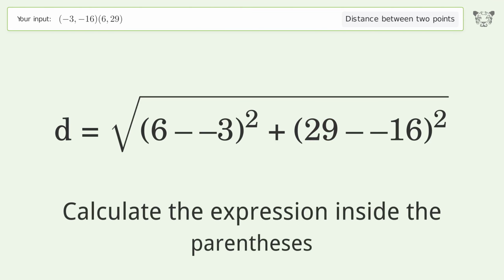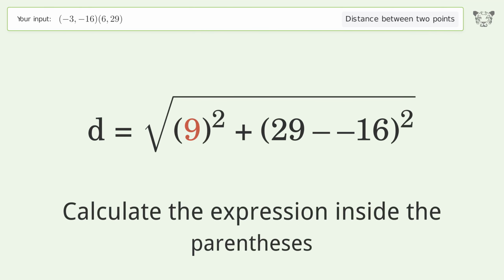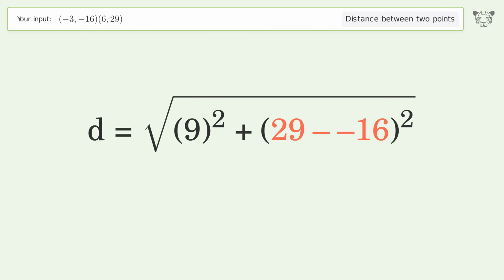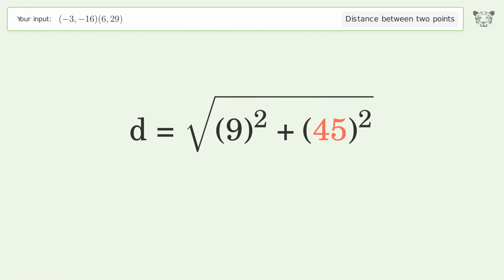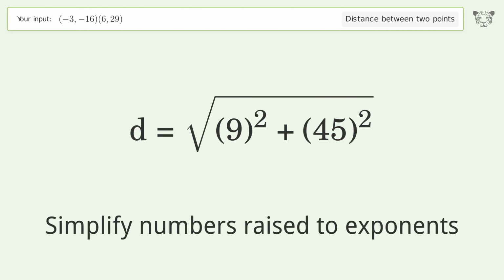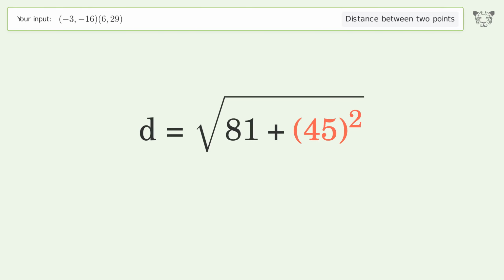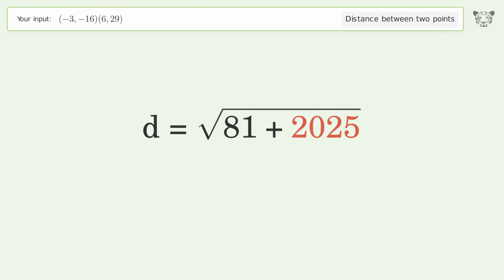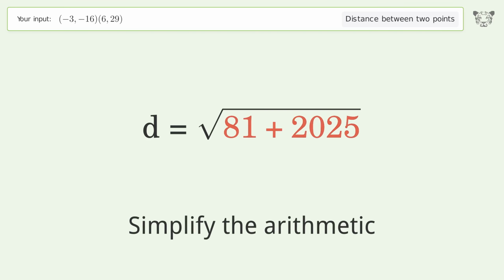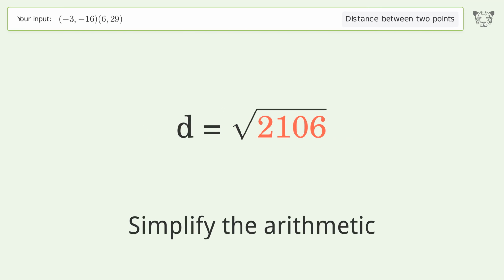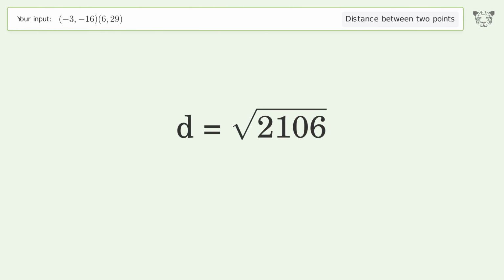Calculate the expression inside the parentheses. Simplify numbers raised to exponents. Simplify the arithmetic. And so the distance between the 2 points is the square root of 2106, or 45.891.